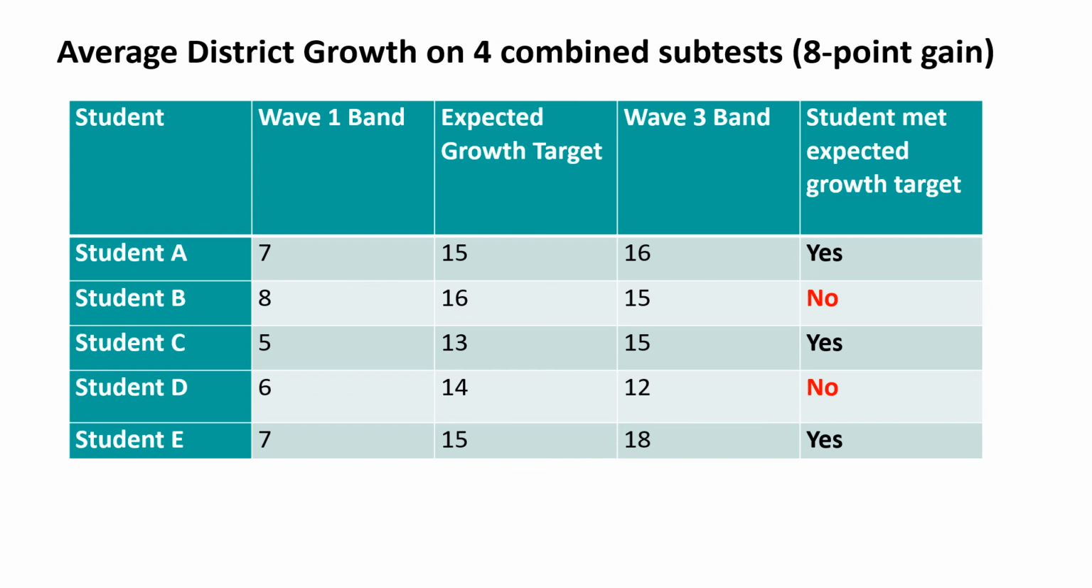Student E had a Wave 1 score of 7. Adding in the average district growth of 8 points, student E's initial score of 7 yields an expected growth target of 15. In this case, student E's actual Wave 3 score at the end of the year was an 18, so student E met his expected growth target. Take a moment to review this chart for students A through D.